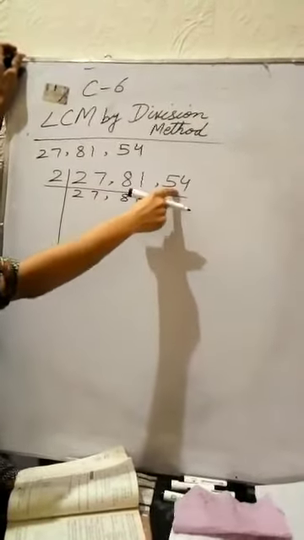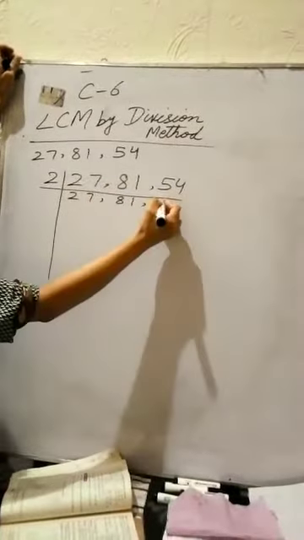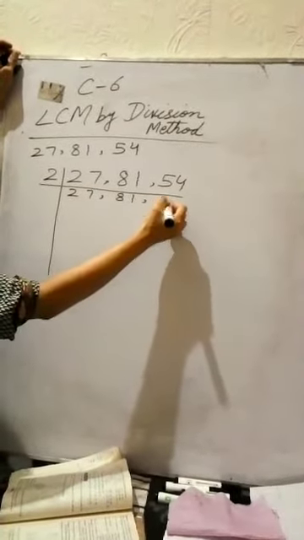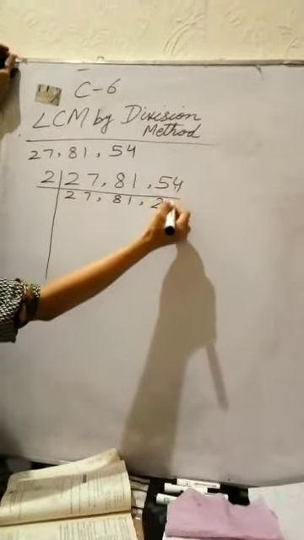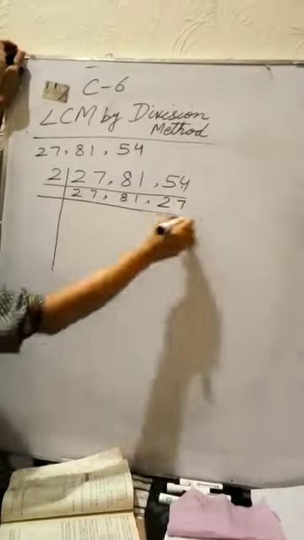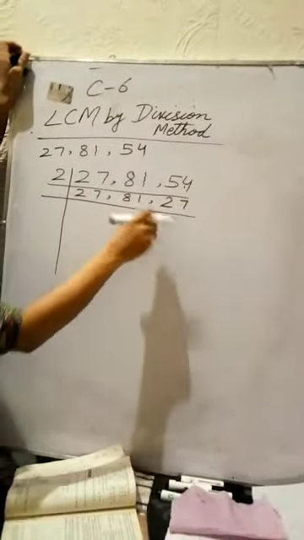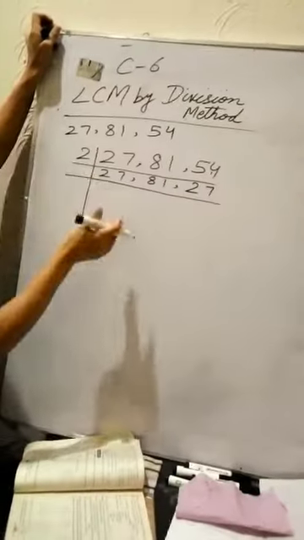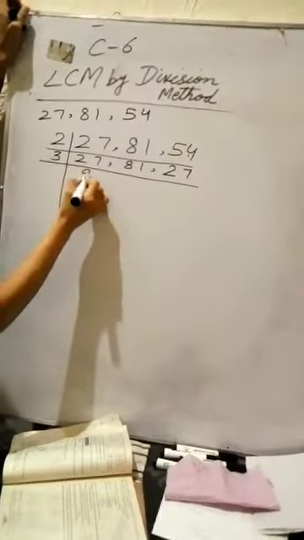But 52 is divisible by 2, because 2 times 2 is 4, but this is 5. 1 only, carry 2, 2 times 7 is 14. Now 27, 81 and 27 are not divisible by 2. Now go for 3. 3 times 9 is 27.